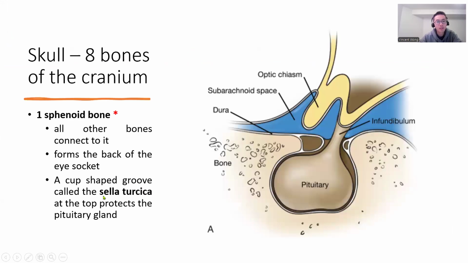I looked up how to pronounce this during the break. It's sellar turcica. Turcica. It's the groove where the pituitary gland is going to sit. You need to protect this gland. This pituitary gland secretes a lot of hormones, and it stores hormones from the hypothalamus as well, like ADH. We learned that for the renal unit, and you will have to know it for the quiz.